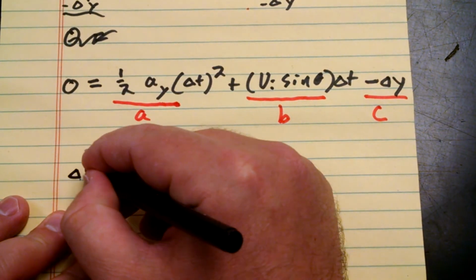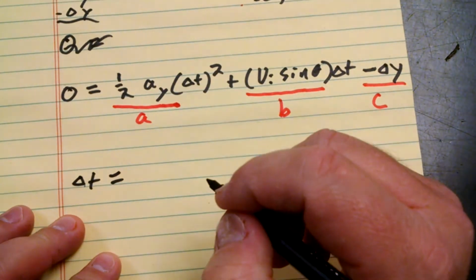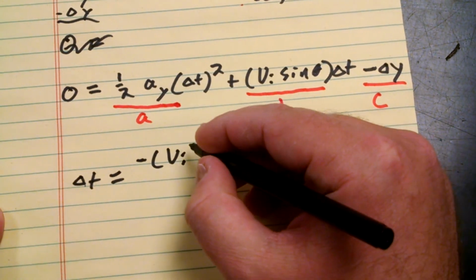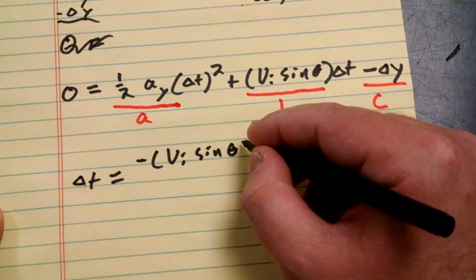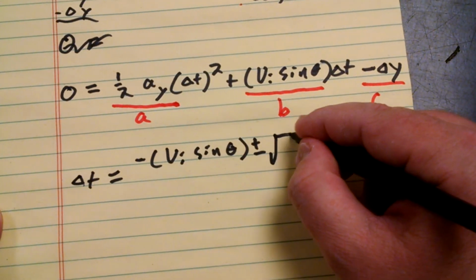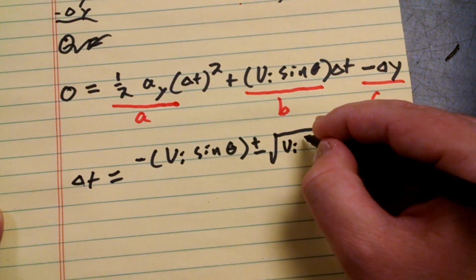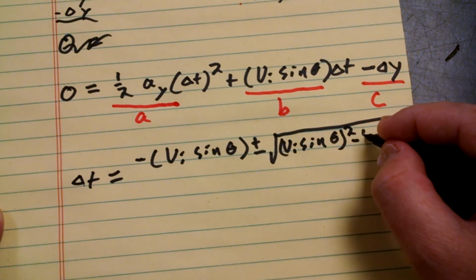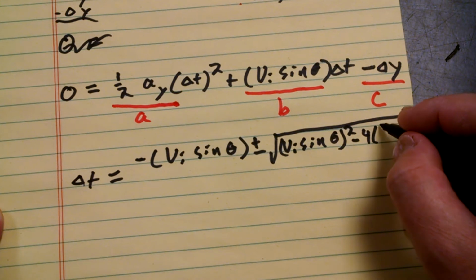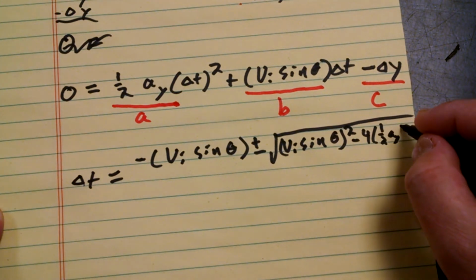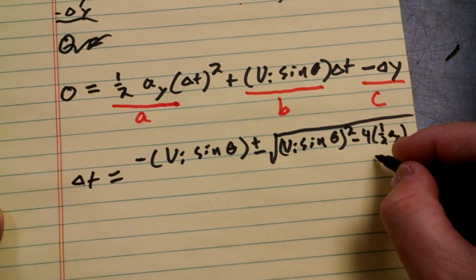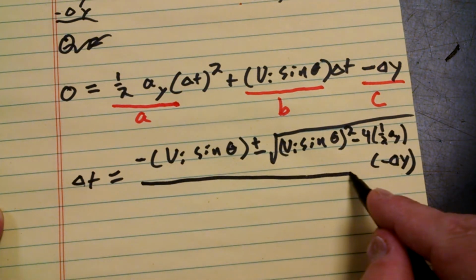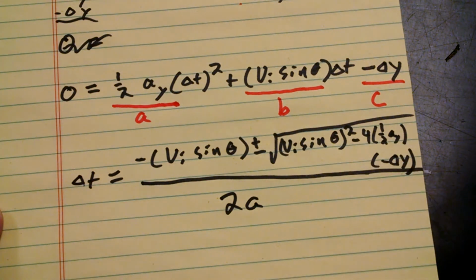So, using the quadratic formula, delta t is equal to, again, using that formula, negative vi sine of theta plus or minus the square root of vi sine of theta, and we're going to square that, minus 4 times 1/2 ay. I'm going to run out of room, so I'm just going to put my last term right down here, times negative delta y. All of that mess divided by 2a.